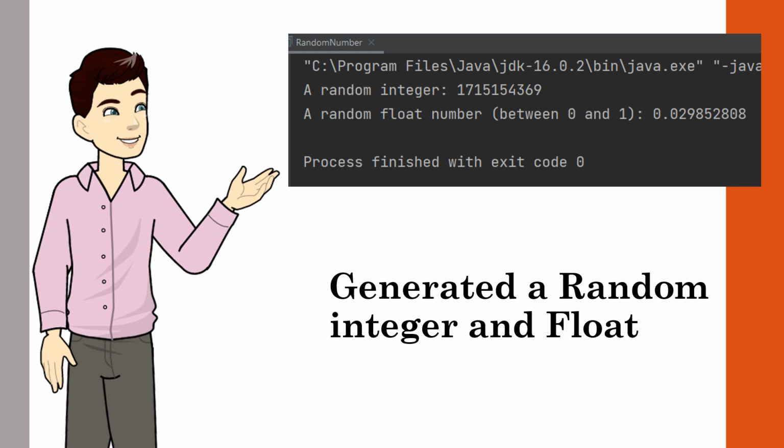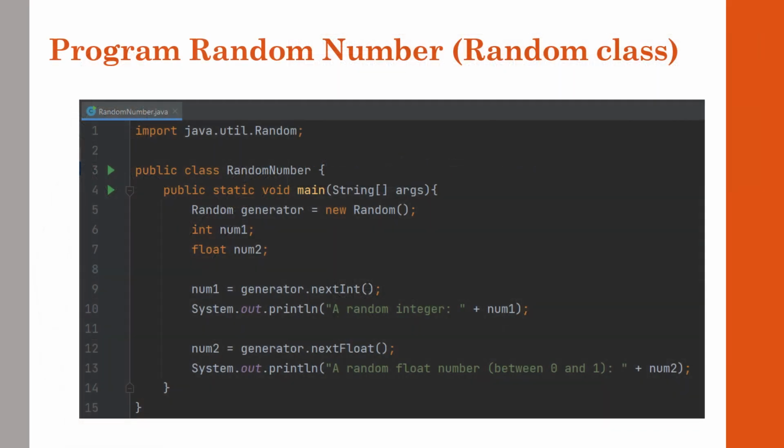If you said generate a random integer and float, you are correct. Let's walk through the program.